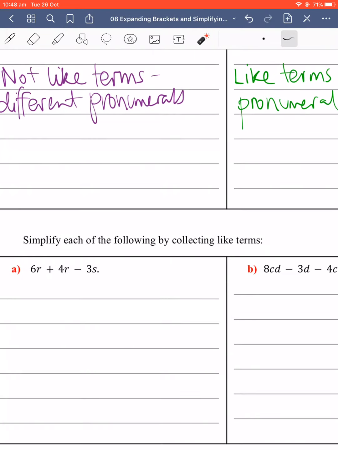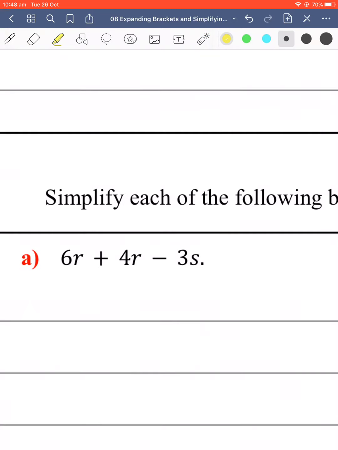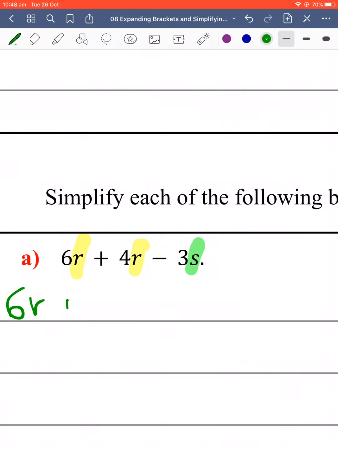Next two, simplify each of the following by collecting like terms. So we're going to have essentially 2 steps. Your first step is going to be to put anything together, and your second step is going to be answering the question. So let's go through with our lovely highlighter. I'm going to do my R's one colour and my S's another. So what I can see here is these two are like terms and this is an unlike term. So for my like terms, let's write those down. So 6R plus 4R. And then I have an unlike term of minus 3S.